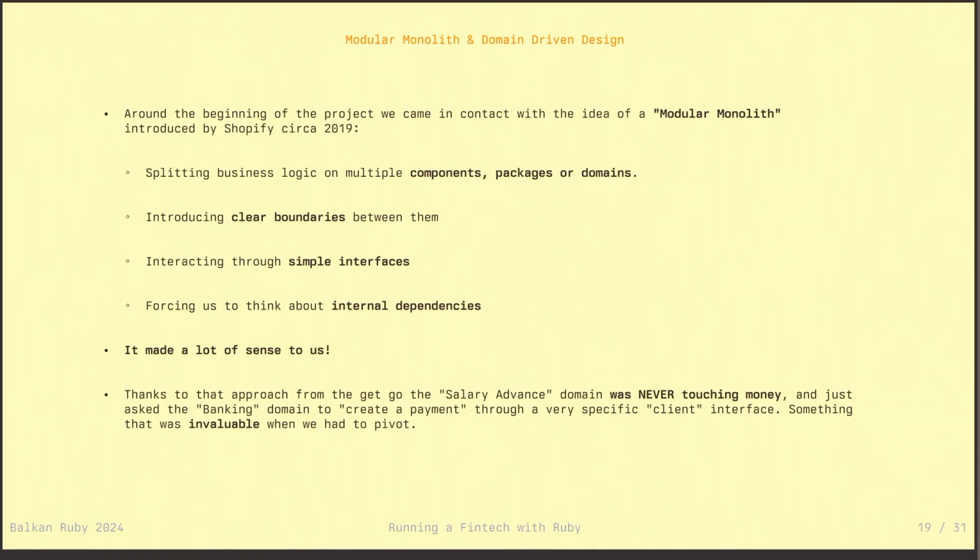So it made a lot of sense for us, and we saw the first application very easily when we pivoted from Salary Advance to being a payment service provider. Until that moment, we had modeled Salary Advance in a way that the component never touches the money. Basically, the Salary Advance domain was asking the banking domain to do the movement without actually touching the money. So the moment we stopped providing the Salary Advance service, the banking domain remained untouched. There were literally zero changes, zero downtime, zero upgrades, zero migration, because the domains and the responsibilities were very clearly separated.